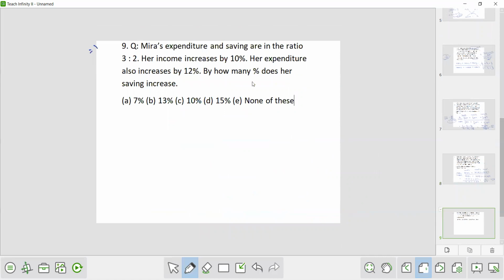Question number 9. Mira's expenditure and saving are in the ratio 3:2. Her income increases by 10%. Her expenditure also increases by 12%. By how much percent does her saving increase?